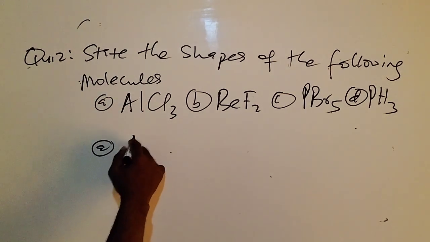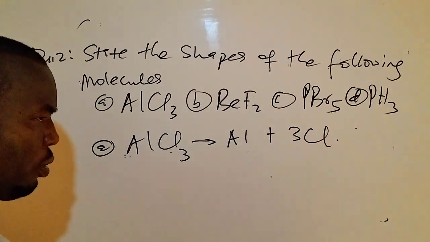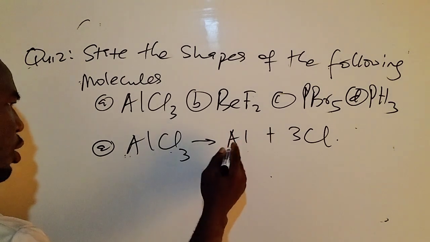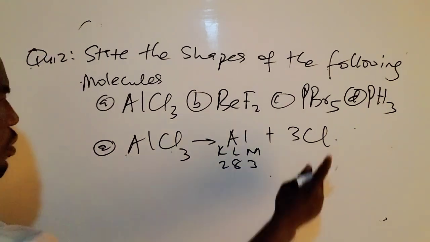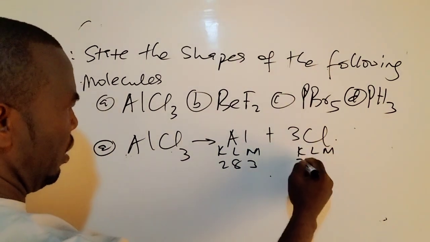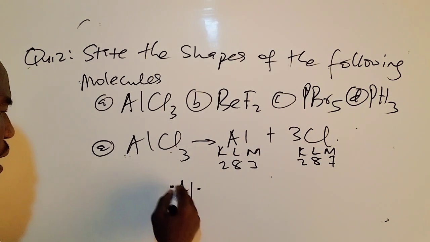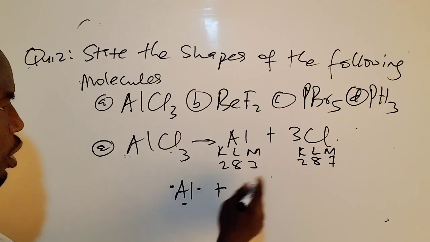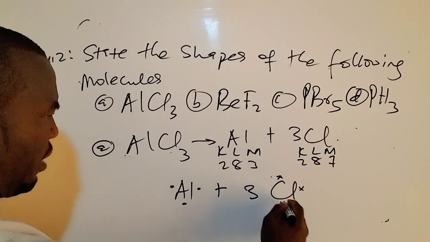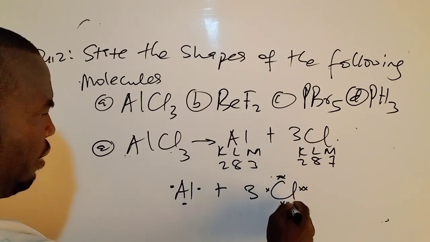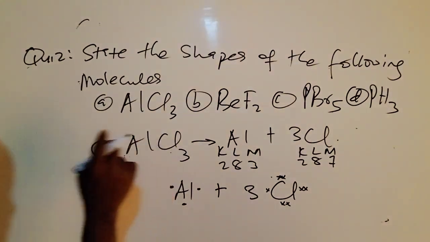For this first one, aluminium chloride, you split it: aluminium and 3 chlorine atoms. Aluminium has atomic number 13. You write the electronic configuration, which is 2, 8, 3. Chlorine has atomic number 17. Write the electronic configuration, 2, 8, 7. The Lewis structure of aluminium will have 3 electrons in the outermost shell. Chlorine, each of them will have 7 electrons in its outermost shell. So aluminium is the central atom because it's the one that has only one atom in the compound.